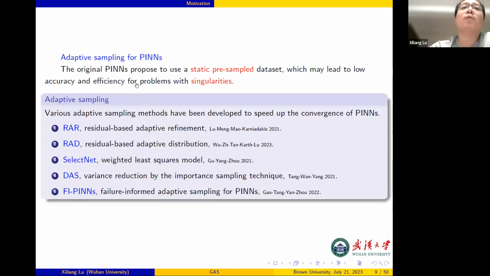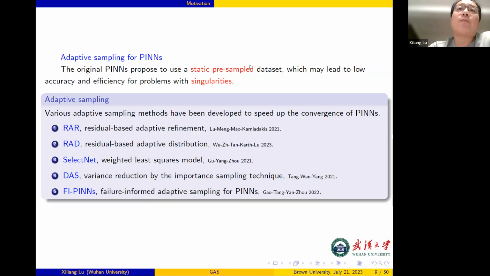The original PINNs proposal uses a static pre-sampled data set, which is more or less like a uniform distribution inside the domain and on the boundary. But of course, if the solution is not so smooth and has singularities, which can be a point singularity or line singularity, the PINNs will be not so efficient, because they do not have a way to catch this singularity.